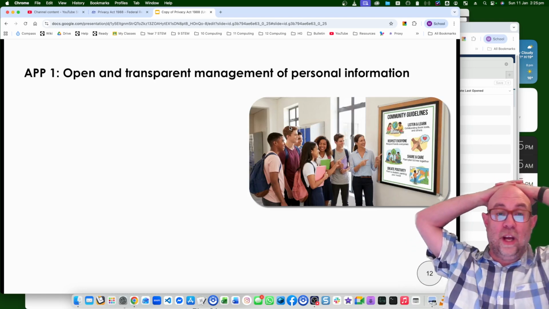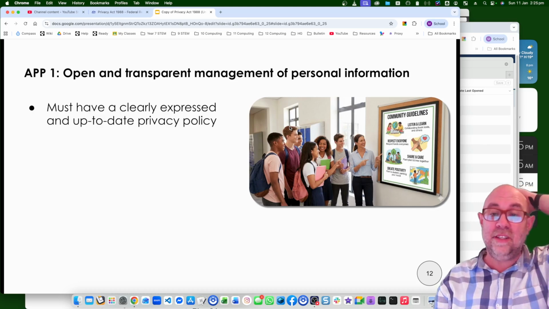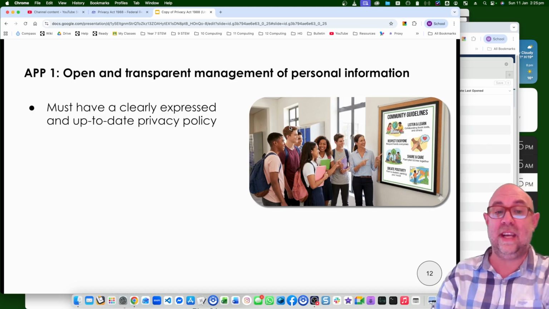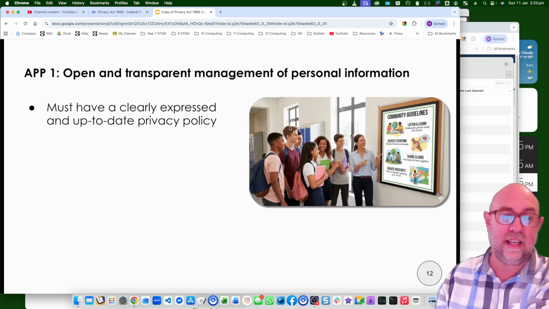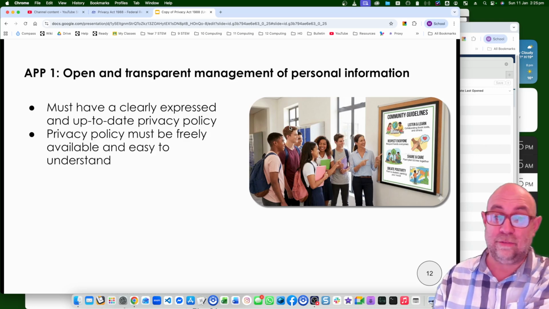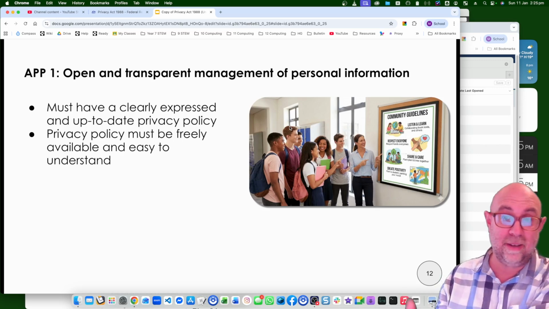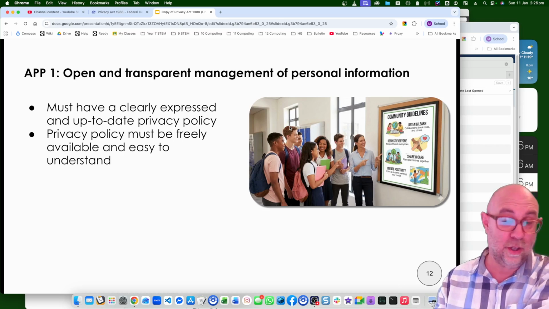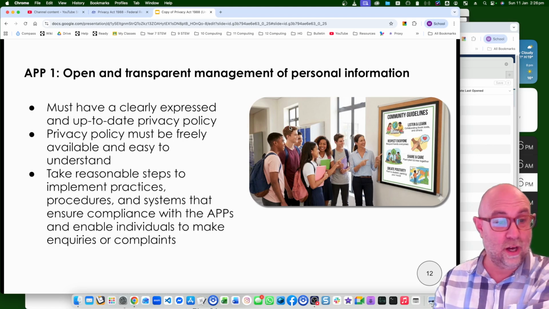Number 1, the open and transparent management of personal information. Well, that means you must have a clearly expressed and up-to-date privacy policy. You can't just say, oh, we're not going to have one, don't worry about it, we don't do anything interesting. You have to have one. And it's got to be up to date. It's got to be freely available, and it's got to be easy to understand. I wouldn't mind betting that that includes that you're probably meant to have it on your website, and you probably should be able to produce it for people on paper if they ask, because not everybody's online.